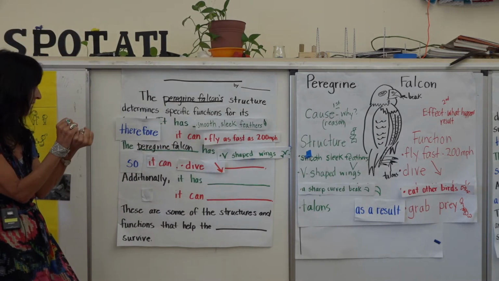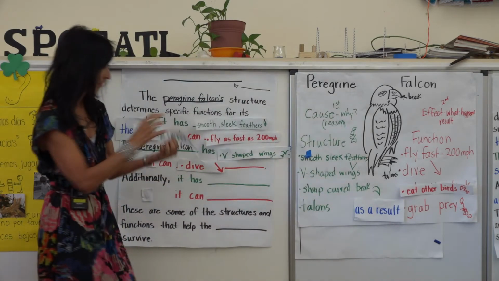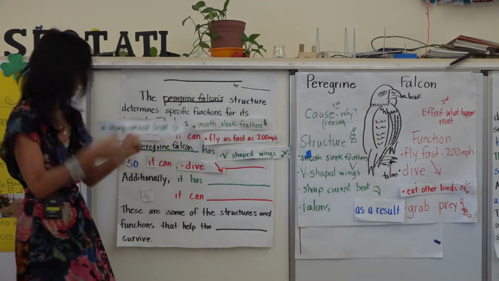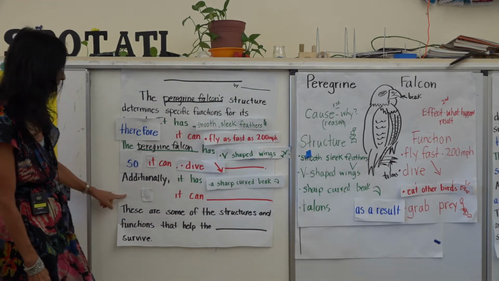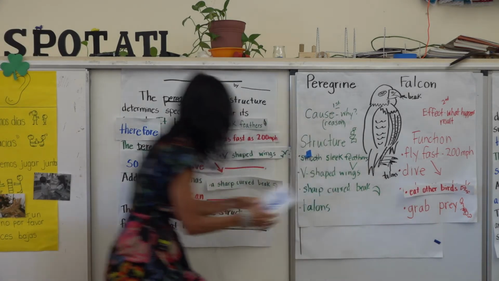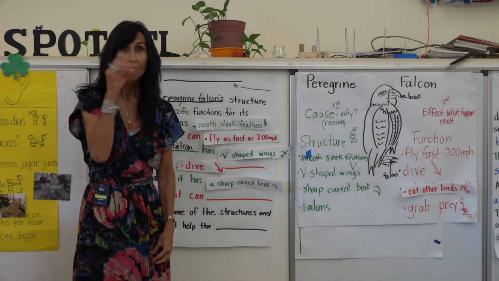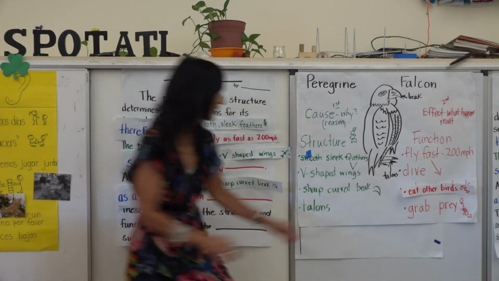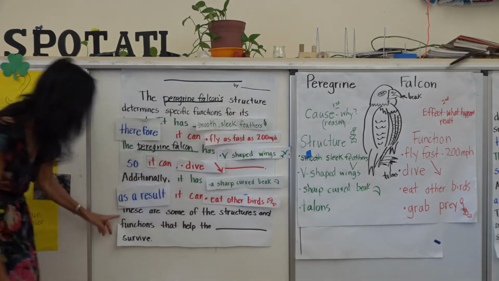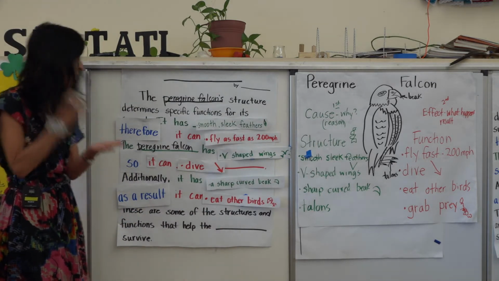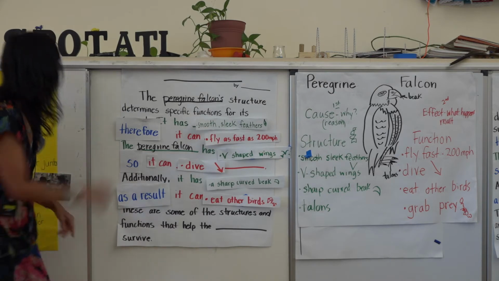Additionally, because this is going to be my final sentence here, I'm joining an idea, it has, read it with me, a sharp curved beak. What does it have? A sharp curved beak. That's the cause or the reason or the why. Here's my cause and effect language. As a result, it can, you remember, eat other birds. Cause and effect. These are some of the structures and functions that help the, remember what we're talking about? Peregrine falcon survive.